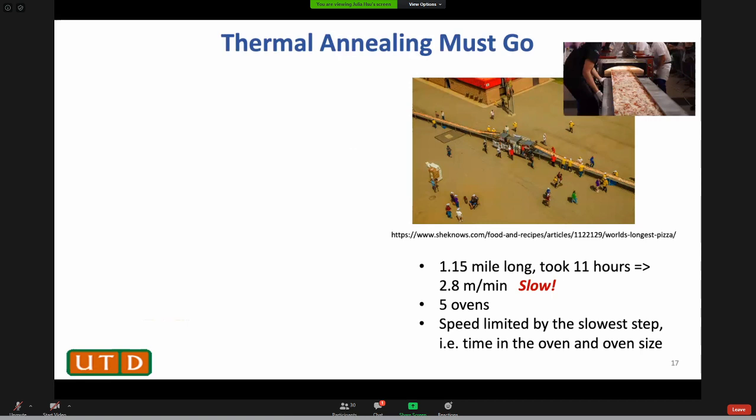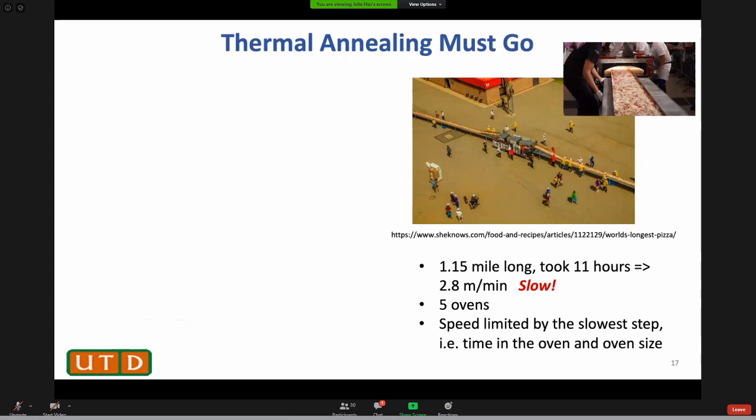So that is our problem. Our 10 minutes, 40 minutes annealing. If people want a web speed of 30 meters per minute, and we have to anneal for 20 minutes, you need an oven 600 meters long. The Guinness Book's longest oven is 100 meters. That's in Bern, Switzerland. And so a 600 meter long oven doesn't exist, okay?